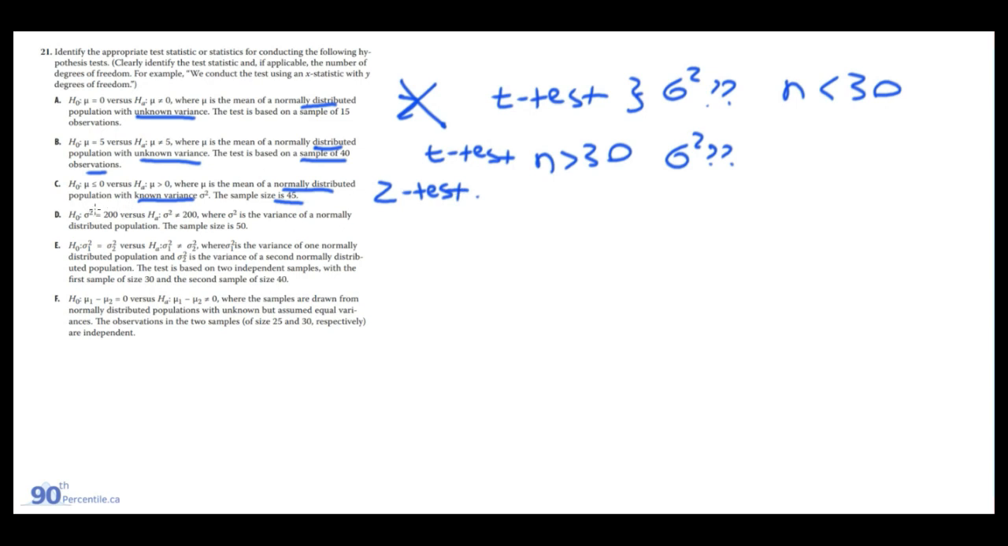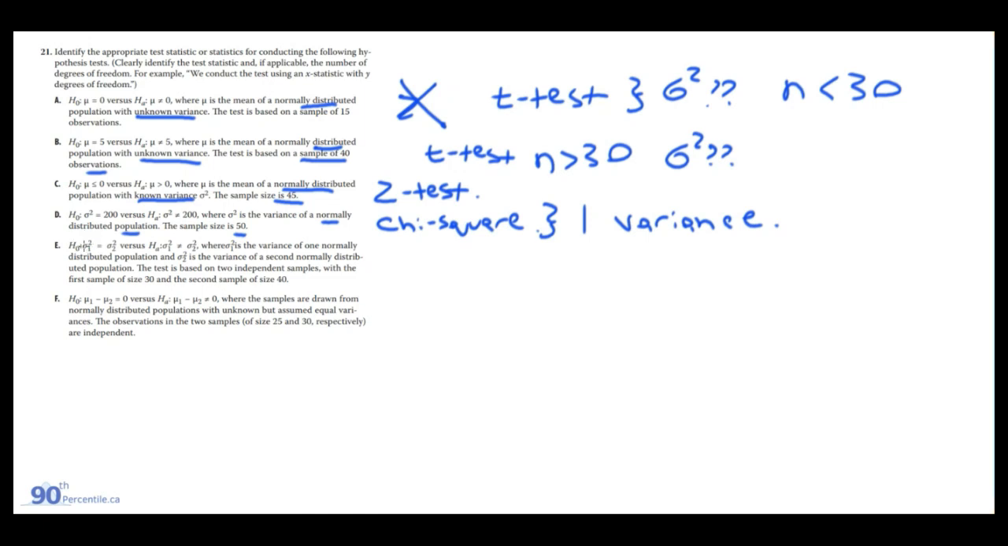D, the null is that the variance is equal to 200 versus the alternative that the variance is not equal to 200. The variance is normally distributed and the sample size is 50. So here, kind of mentioned it a couple times, this is the chi-square, which has to do with one variance. We're only concerned about one variance. You'll see why that's important in the next one.